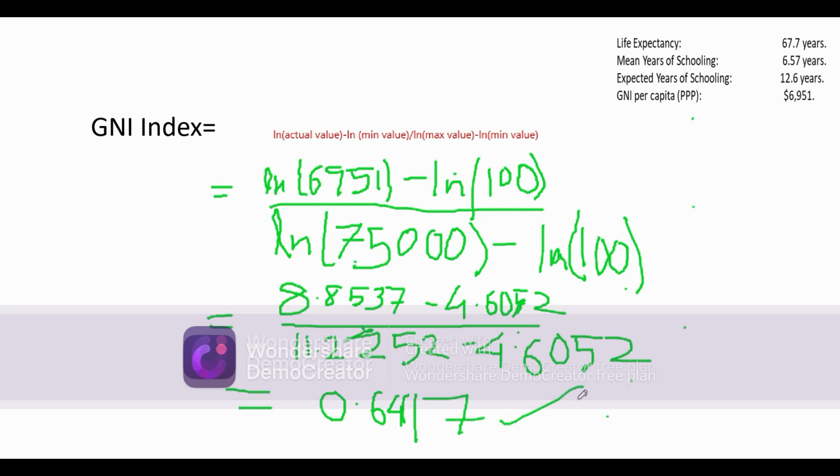Now we have to use all these dimension indexes which we have calculated. That is, we have calculated the education index, we have calculated the life expectancy index, and we have calculated this GNI index. Taking these three dimension indexes, we have to calculate the human development index value. Let's calculate these. Let me clean up this.